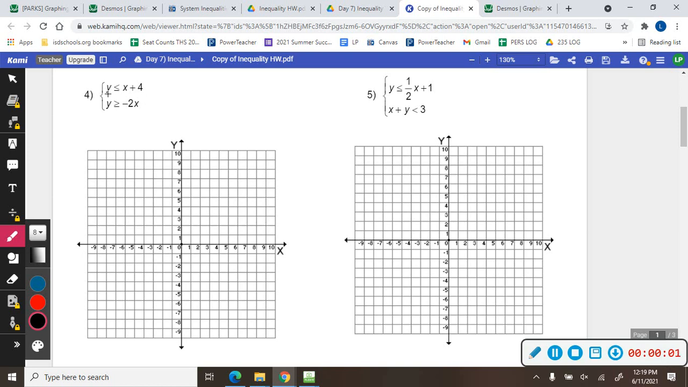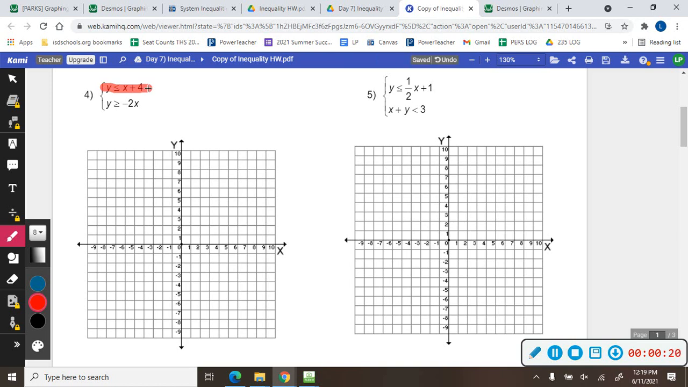So on number 4, we're going to find the solution to y is less than or equal to x plus 4 and y is greater than or equal to negative 2x. Now we're going to start off with this first one, and I'm going to graph it below.